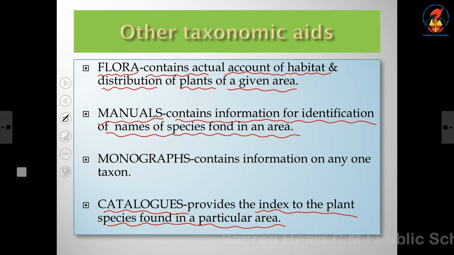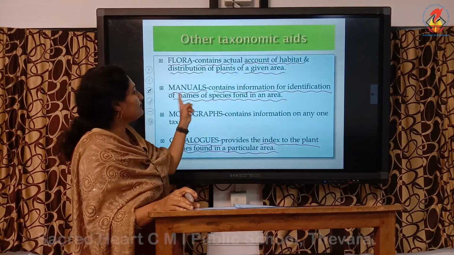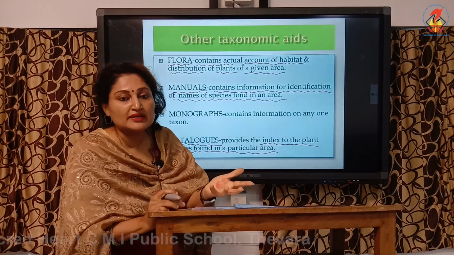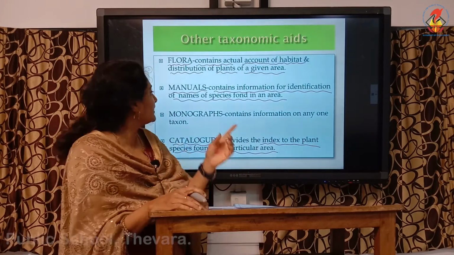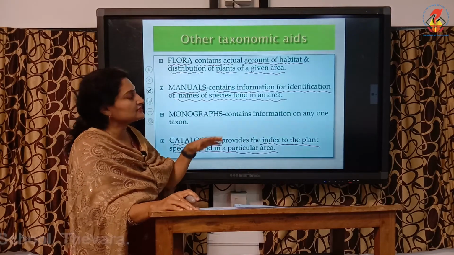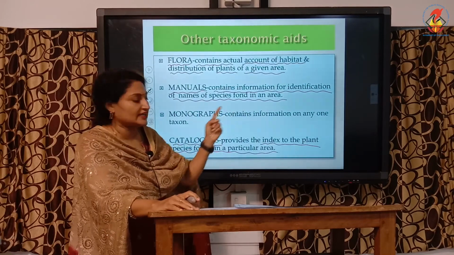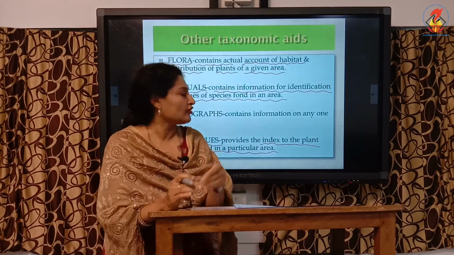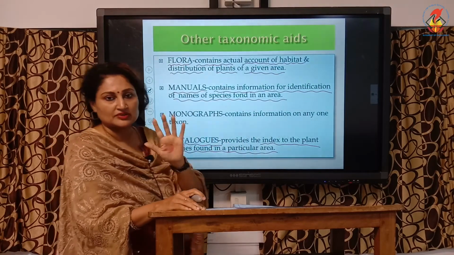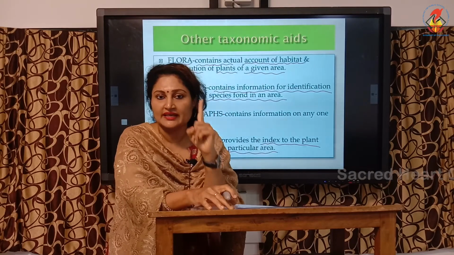What is flora? It is the broader aspect. It gives us an account of the habitat and distribution of different plants of a particular area. For the manuals, there are many plants that are known and unknown. To identify the unknown plants of that particular area, we have to refer to the manual. It gives us information on the identification of names of the species found in an area. And lastly, the catalog, the front page, is the index of the different plants found in that particular area. So all are related to a particular area. I gave the example of the area Tevra.